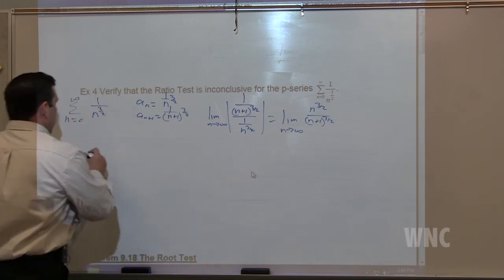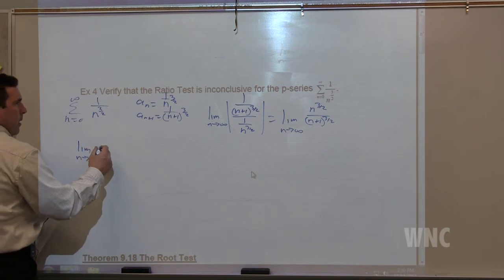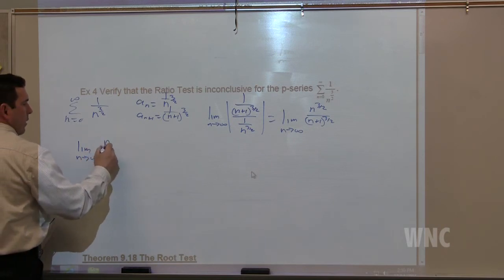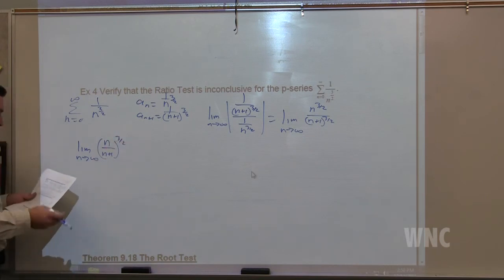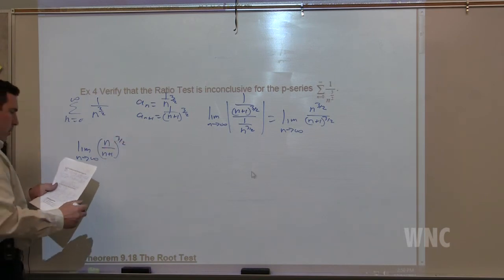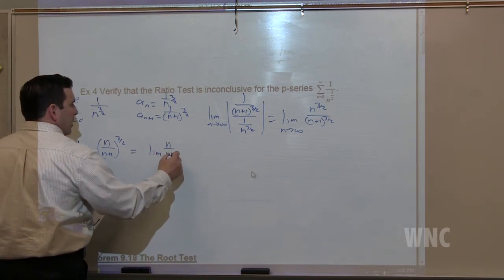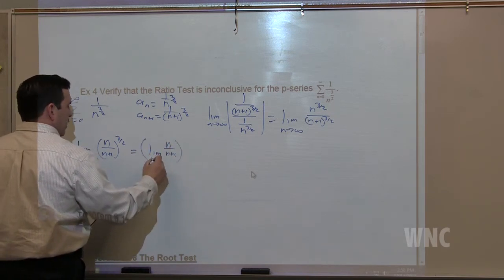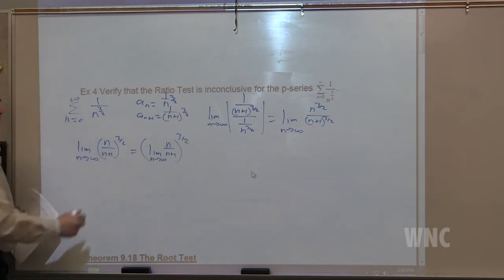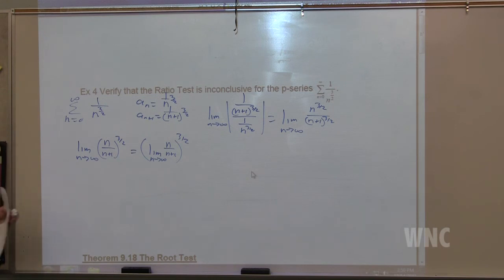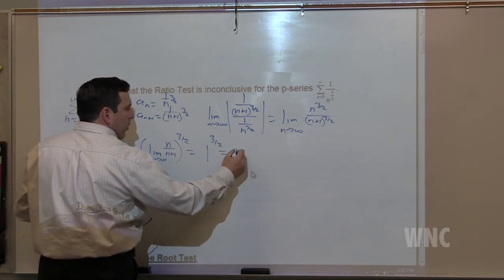So that's going to be the limit as n goes to infinity of n over n plus 1, to the 3 halves. Now, we could then take the limit of n over n plus 1 and raise that result to the 3 halves power. So we're doing the limit inside of these parentheses. And that limit's going to be 1 to the 3 halves, which is 1.